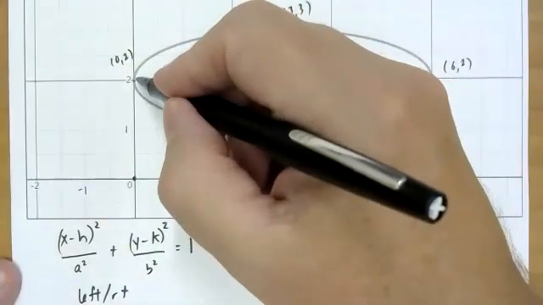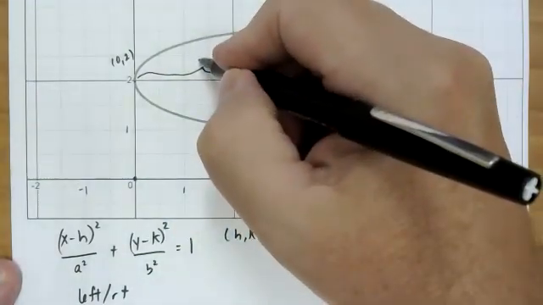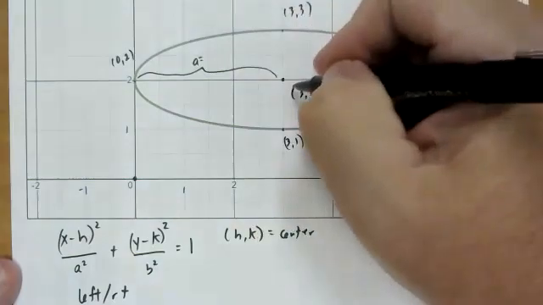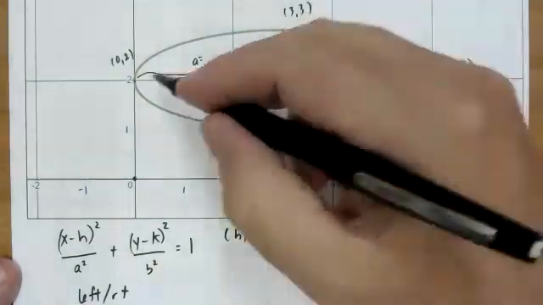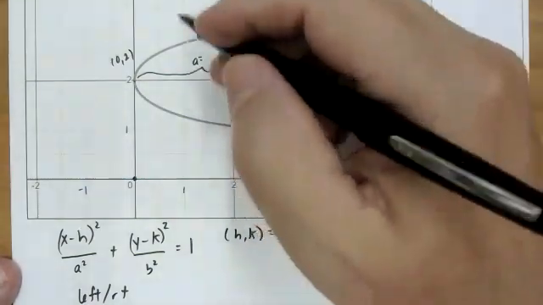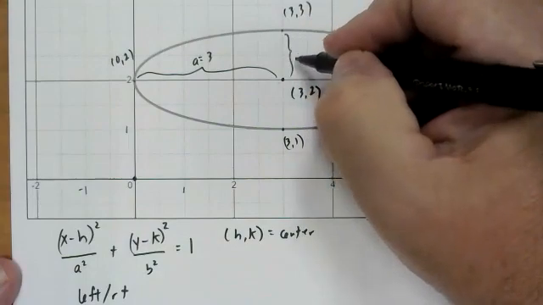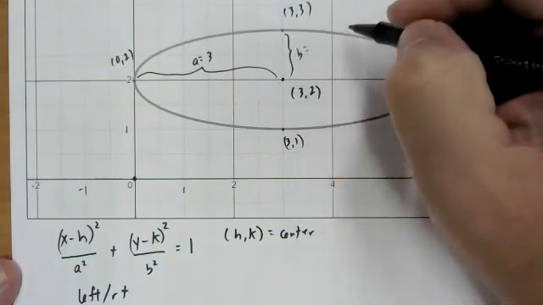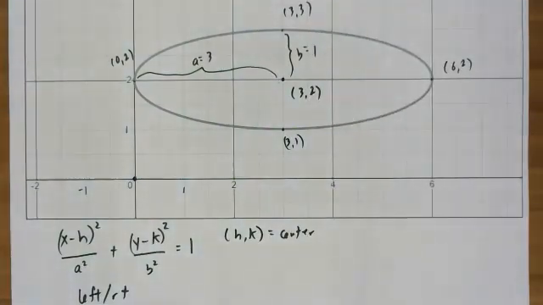Now this distance here is going to be a, which is from here to here: 1, 2, 3. And from here to here is b, which is going to be 1.